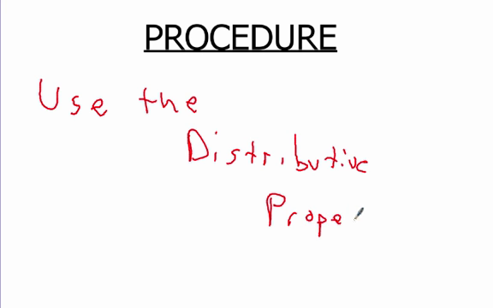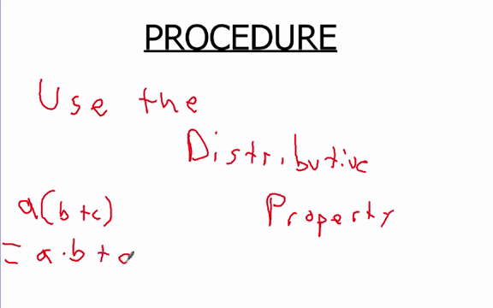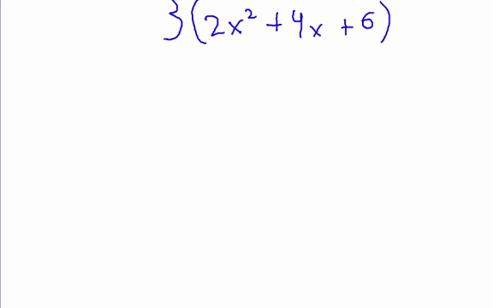So if we remember, the distributive property simply says that if I have A times B plus C, that is the same thing as saying A times B plus A times C. So let's take a look at how that works when we're talking about multiplying a monomial by a polynomial. For the problem we're looking at here, we've got 3 times 2x squared plus 4x plus 6. We're going to use the distributive property to solve this.